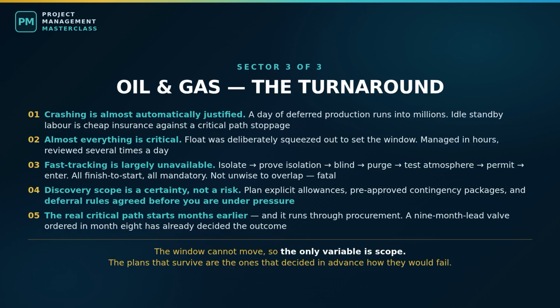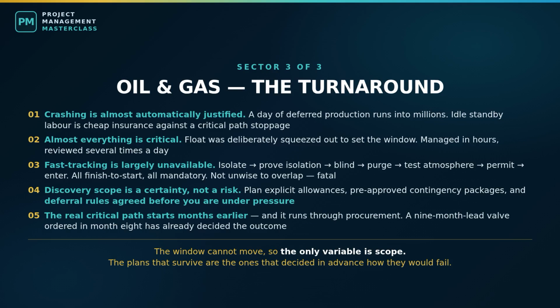Consequence 1. Crashing becomes almost automatically justified. When a day is worth over $1 million in lost production, spending $100,000 to save a day is not a difficult call, so turnarounds are planned with resource levels that look absurd by normal standards. Multiple crews, 24-hour operation, people on standby specifically so they never become the constraint. Idle labor is cheap insurance against a critical path stoppage, completely inverted logic from a fiber build. Consequence 2. Almost everything is critical.